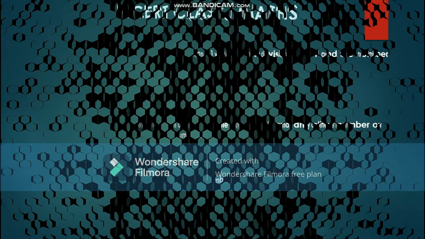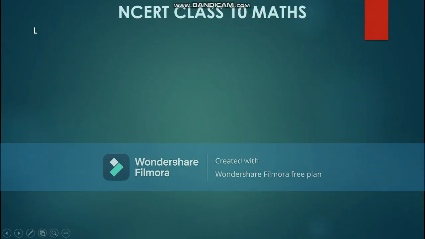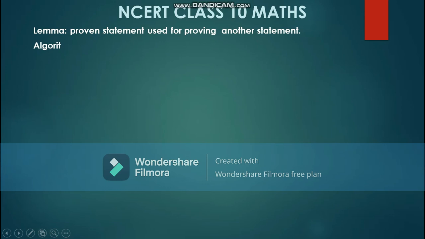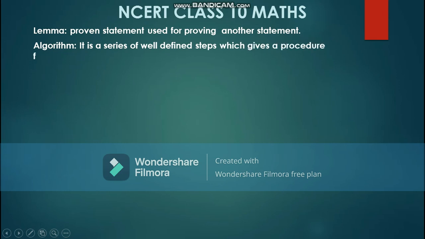So next is lemma. What is a lemma? A lemma is nothing but a proven statement used for proving another statement. It is a small statement that is already proved and can be used for proving another statement. What is an algorithm? It is a series of well-defined steps which gives a procedure for solving many types of problems. The steps are already defined, and we can follow them to solve the problem.